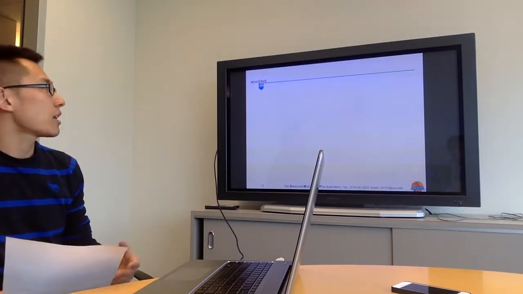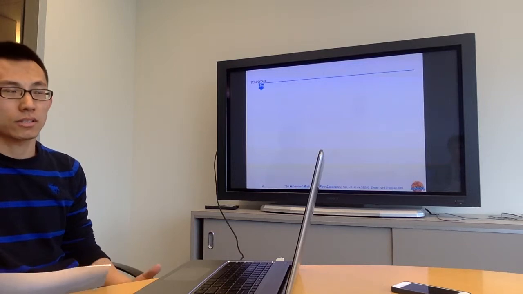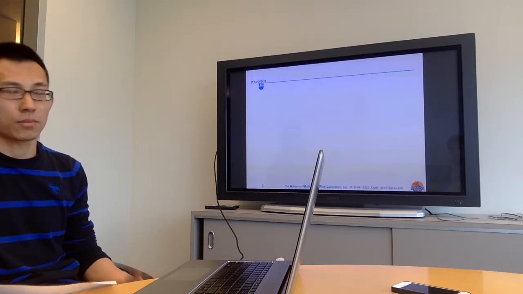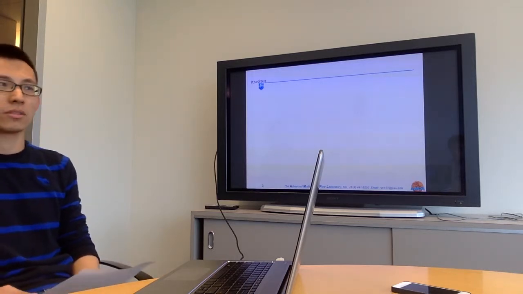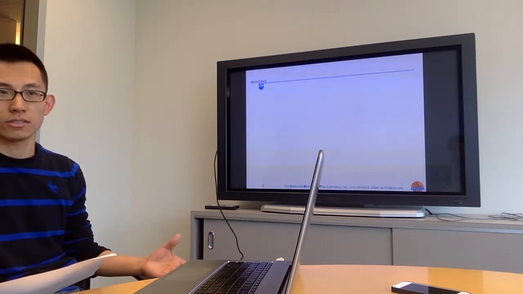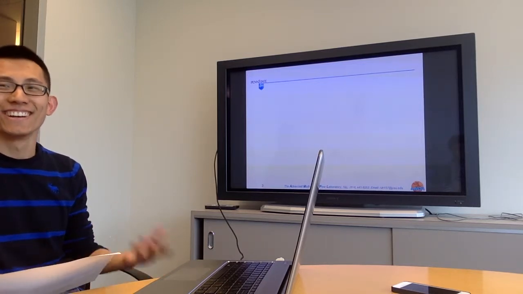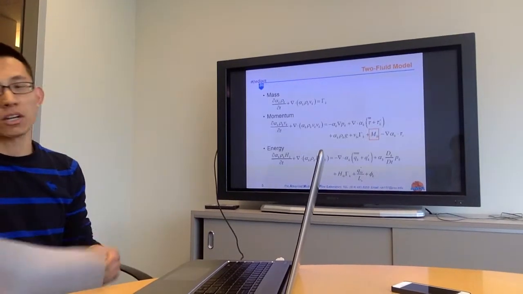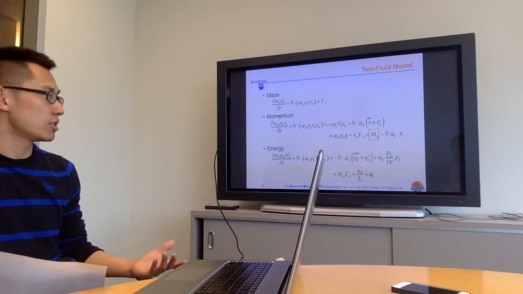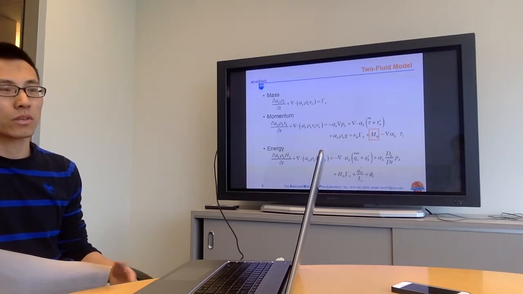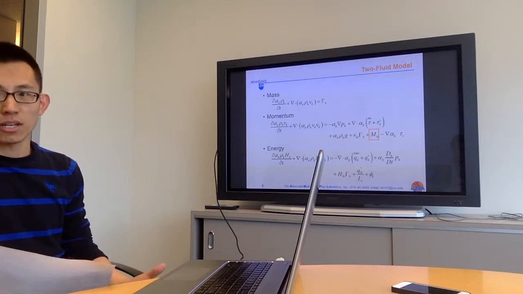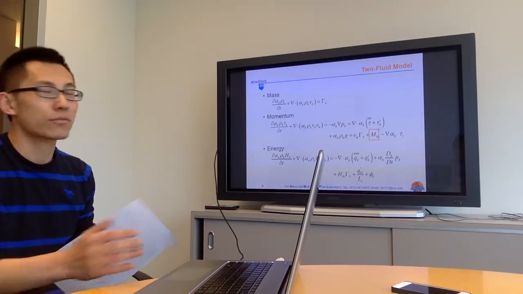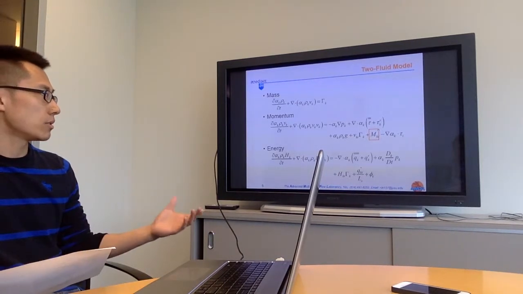So last time we discussed the state of the art approach to simulate two-phase flow, which is the two fluid model. In the two fluid model, we consider the mass, momentum, and energy equation with respect to each phase separately. So we can see that in this momentum equation, there is a drag force here that needs to be determined to solve this equation.